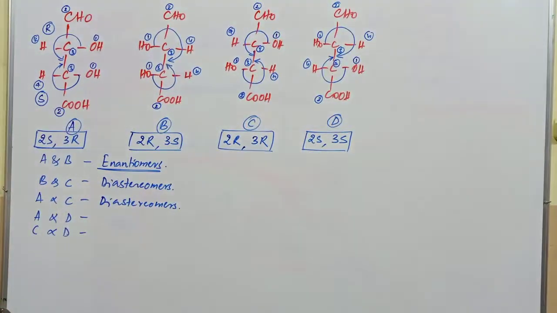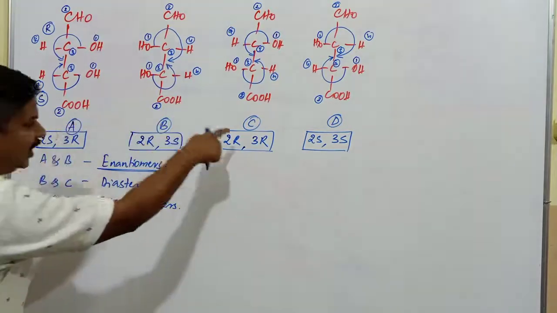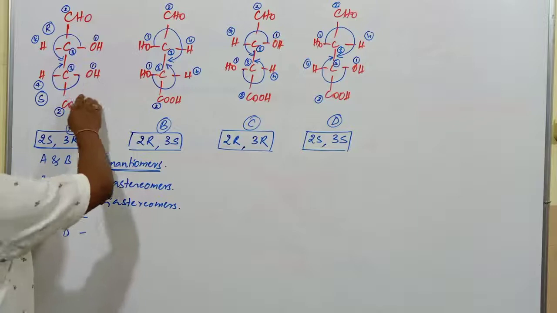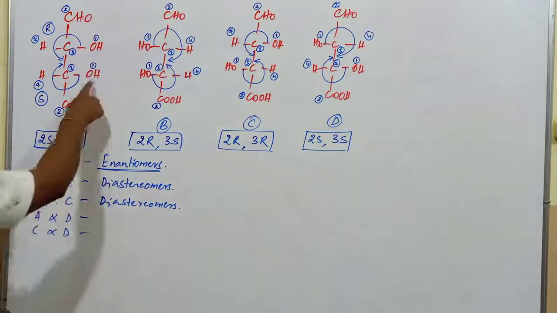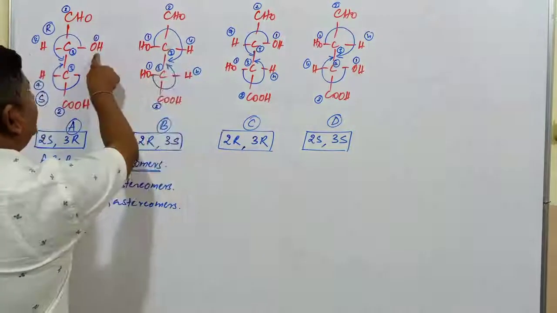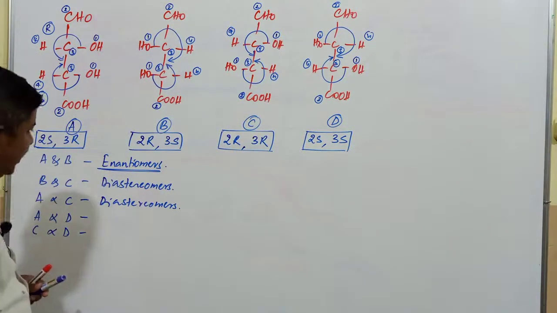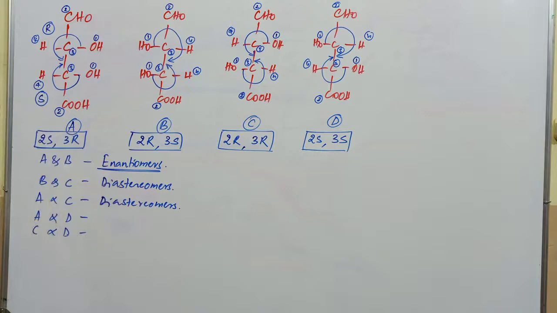as diastereomers. A and C compounds are also called diastereomers. Diastereomers means those are the optically active compounds which are not mirror images of each other. OH and OH is there, but here OH and H is there, so they are not mirror images. Diastereomers are not mirror images, but enantiomers are mirror images of each other.